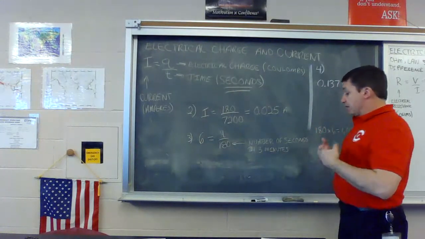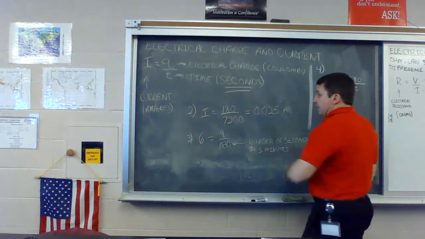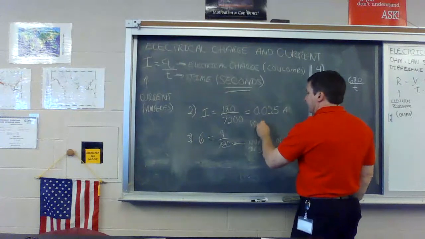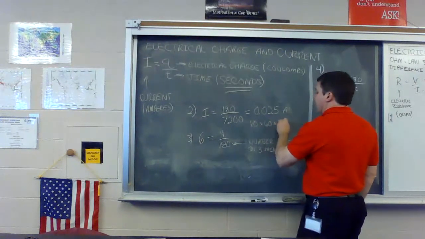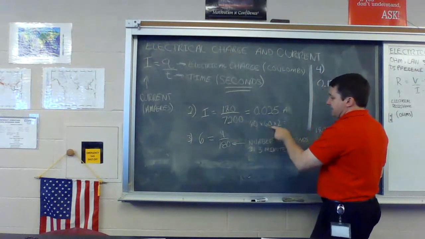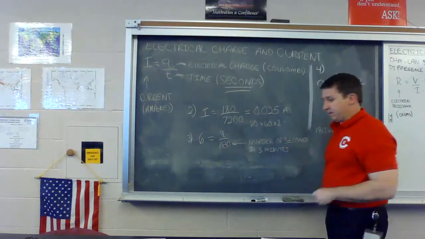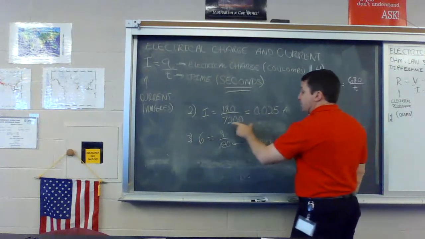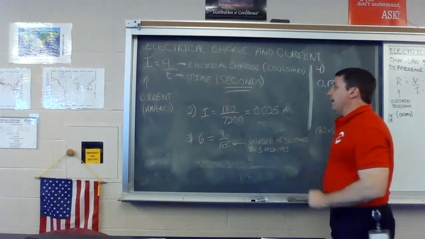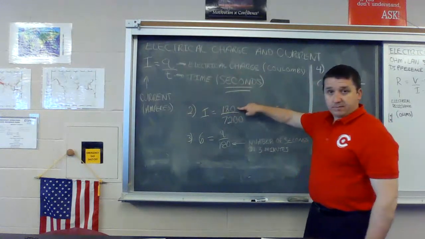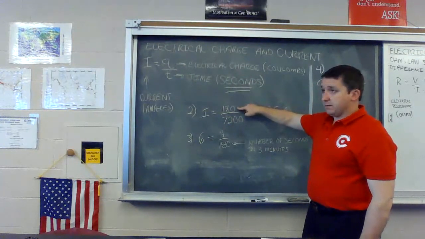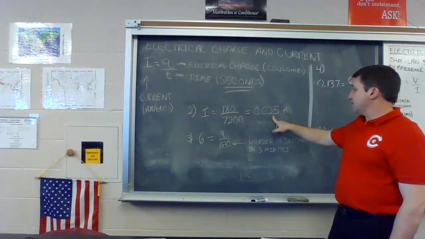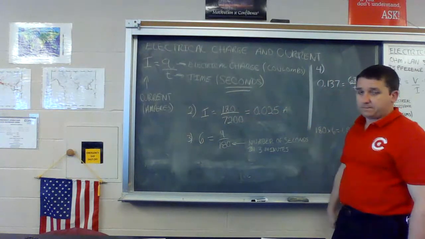So to convert 2 hours to seconds, there's 60 seconds in a minute times 60 minutes in an hour times 2 hours. When you take 60 times 60 times 2, you get 7,200. All right, so the units of time for number 2 are 7,200 seconds. Then apply the formula, the number of coulombs, or the units of electrical charge here, 180 divided by 7,200 gives you your answer of 0.025 amps.